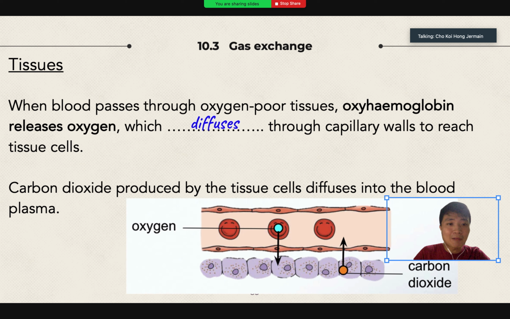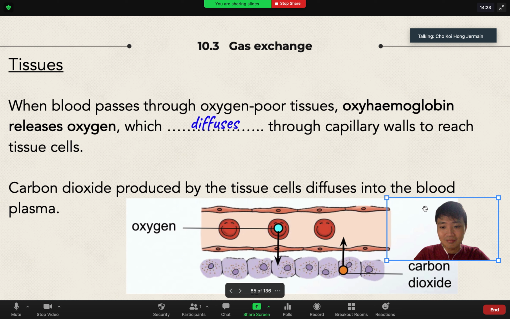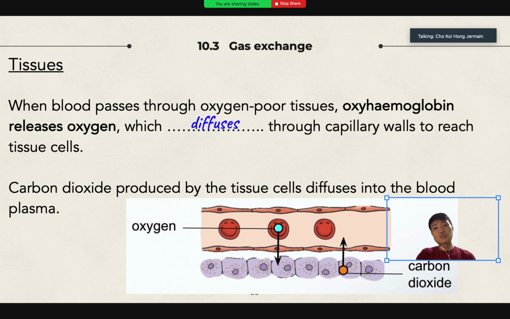When blood passes through oxygen poor tissues, oxyhemoglobin will release oxygen, which diffuses through the capillary walls to reach the tissue cells. Because the red blood cell is full of oxygen, it comes to the area here. Can you see these are the cells that are oxygen poor? Because respiration is happening now, they use the oxygen to release energy.